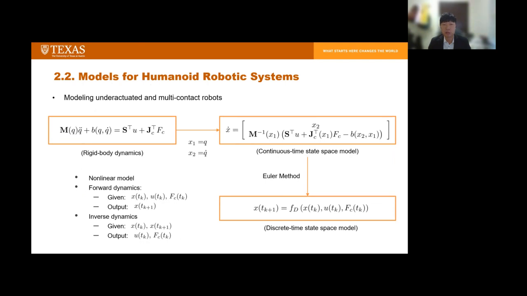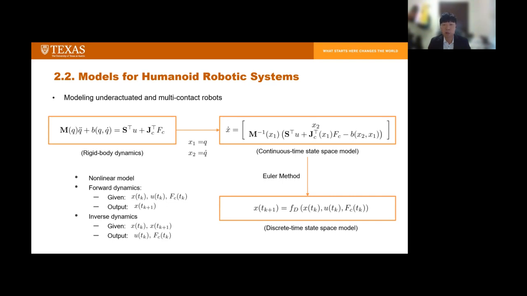Here, I will briefly introduce the robot's full body dynamics and the state space model we used in this study. The rigid body dynamics of the under-actuated robot is the first part of the equation. The floating-base robots, such as legged robots or humanoid robots, follow this under-actuated robot dynamics. We can express the rigid body dynamic equation as a continuous-time state space model, as you can see in the box on the right side. In turn, we can discretize the state space model as shown in the last equation.